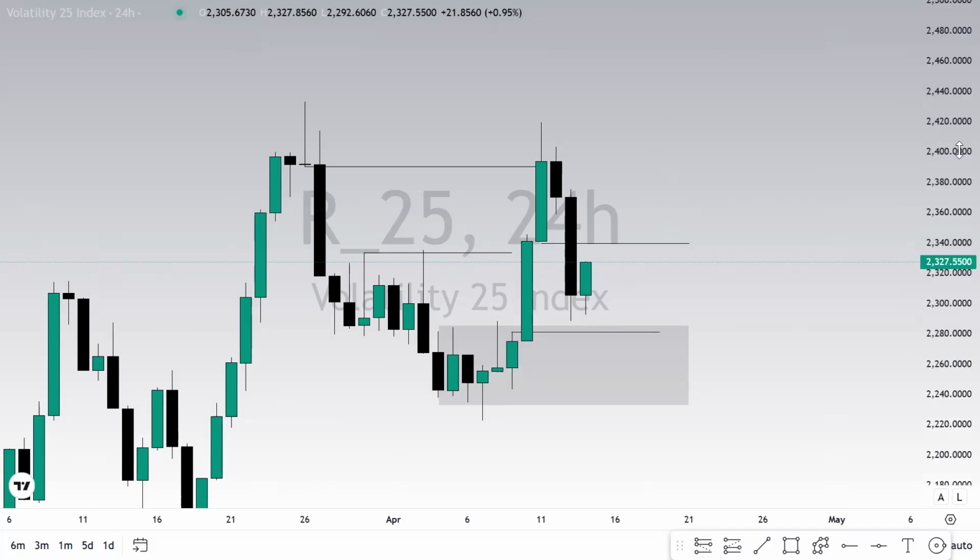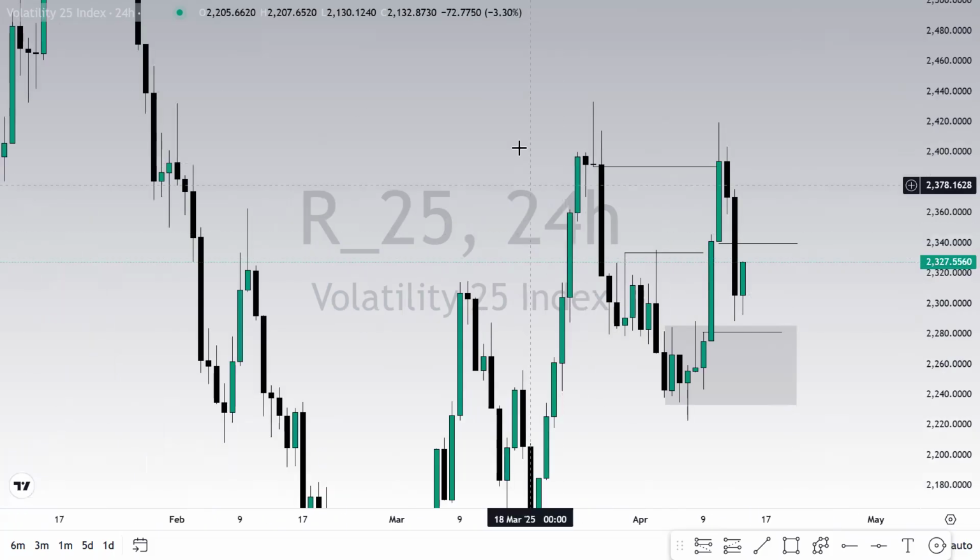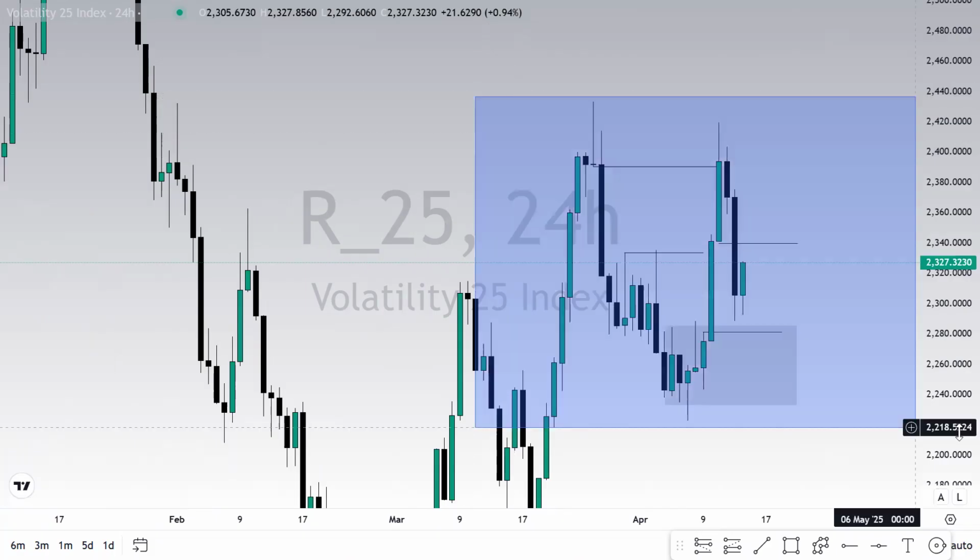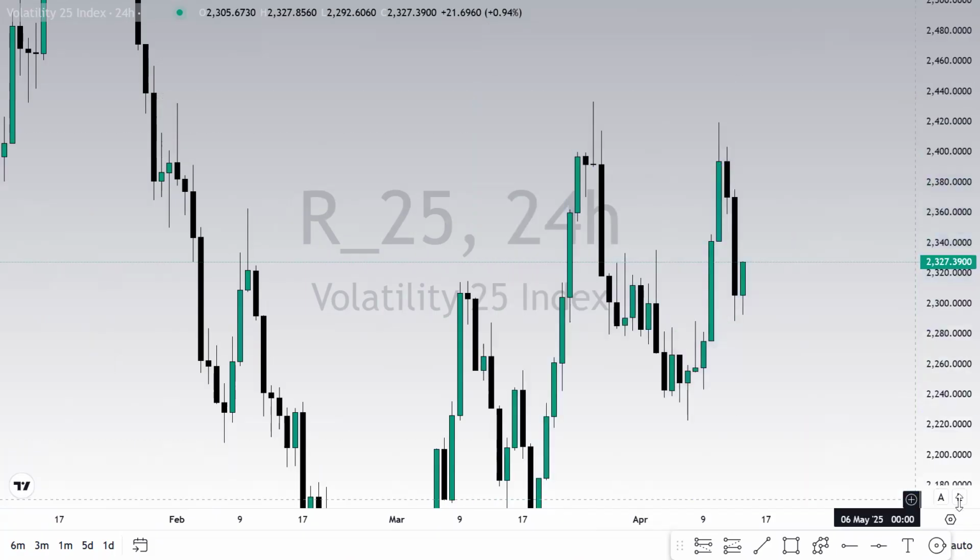Okay, now let's move to the second one, which is liquidity void. What exactly is liquidity void? Now, liquidity void is just when market makes an impulse displacement, either to the upside or to the downside. There's this impulse movement, like there's a lot of candles being created in a particular direction. Let's put it that way.